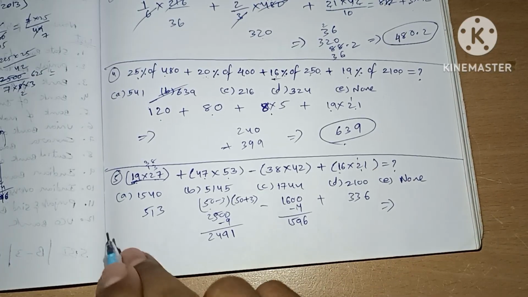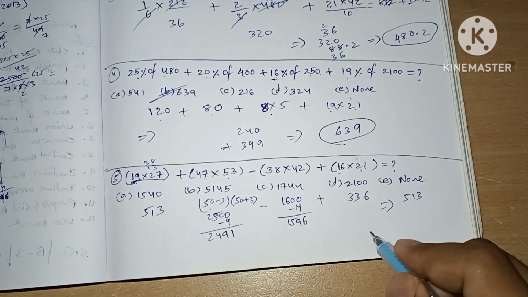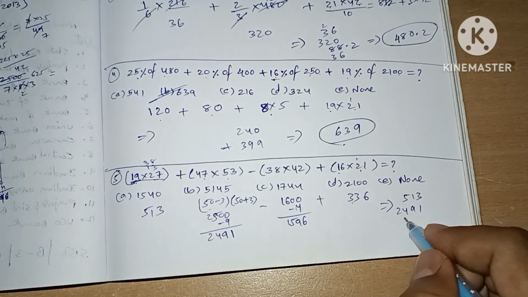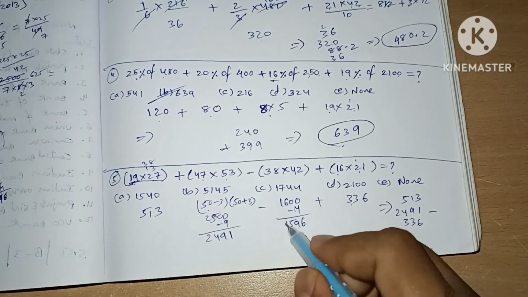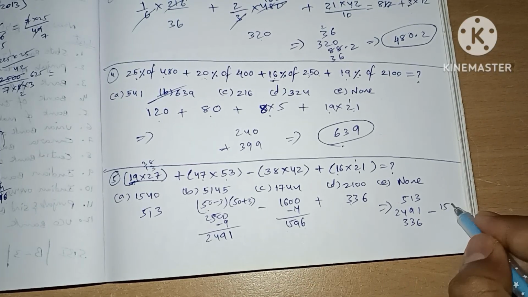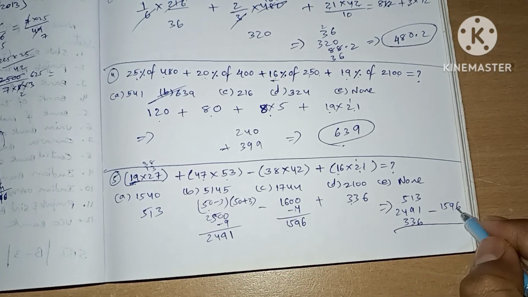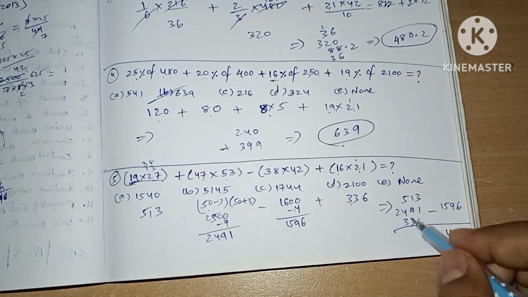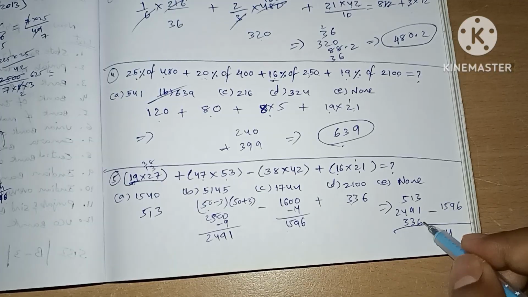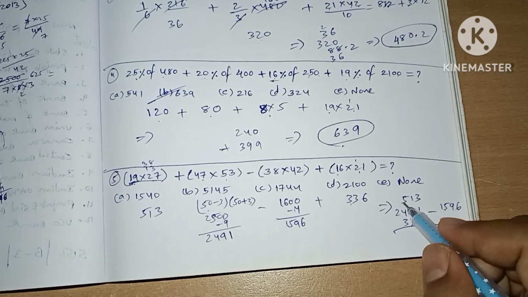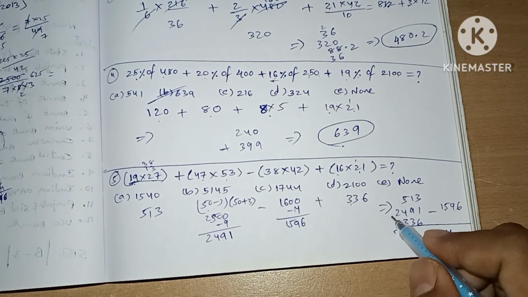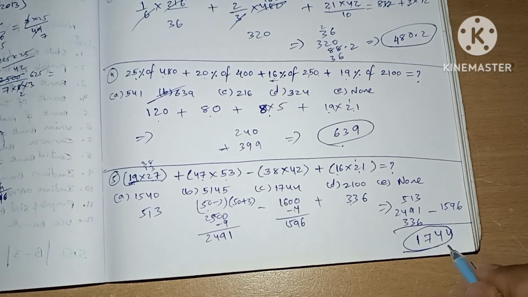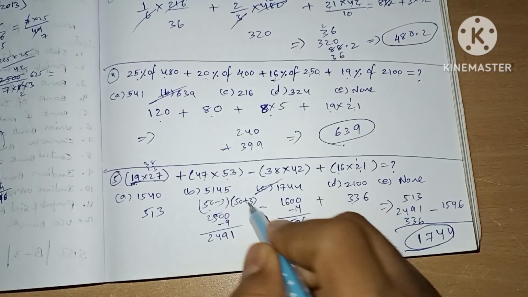So totally we have 513 plus 2491 plus 336 minus 1596. So this 6 and this 6 cancel, we are left with the 4 at the unit. This line and this line cancel, we are left with the 4. This 5 and this 5 cancel, we are left with 7. 2 and 1 cancel and we are left with only 1. 1744 is our answer. Option C is our answer.